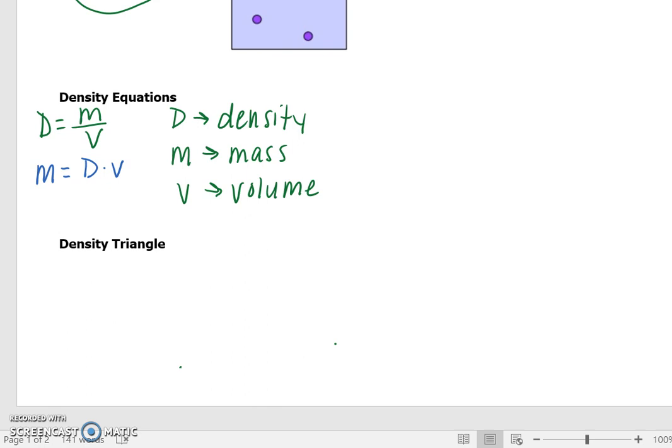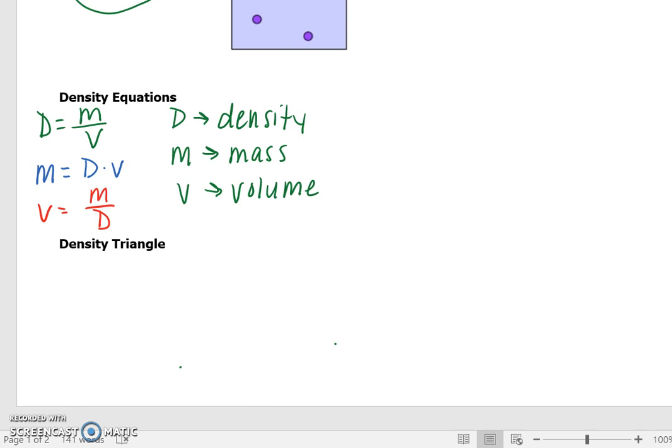Now, let's say I wanted to solve for volume, and right now volume is being multiplied by density using that second equation. And so in order to solve for volume, I would have to divide both sides by density. And so I could use a third equation that volume equals mass over density. So those are the three different equations that I could use.